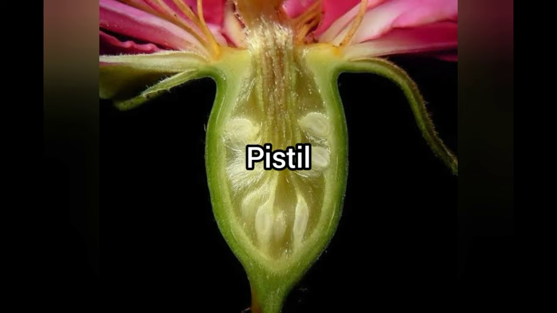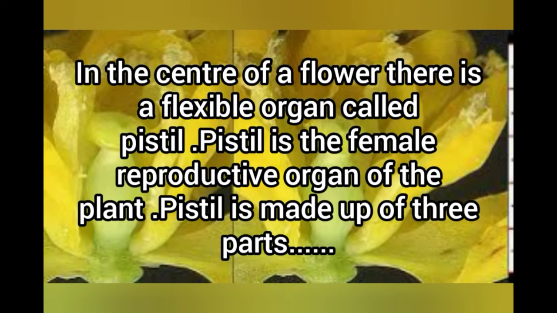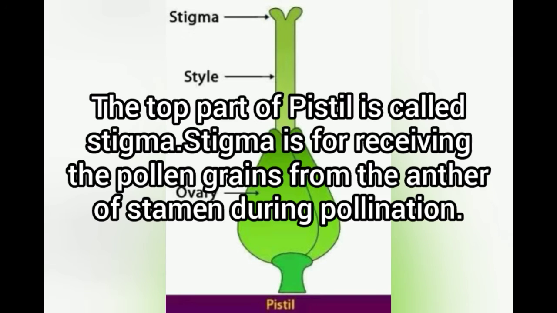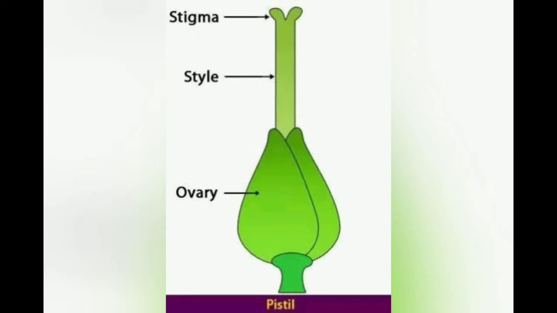Then pistil. In the center of the flower there is a flask-shaped organ called pistil. Pistil is the female reproductive organ of the plant. Pistil is made up of three parts, that is, stigma, style, and ovary. The top part of the pistil is called stigma. Stigma is for receiving the pollen grains from the anthers of stamen during pollination.